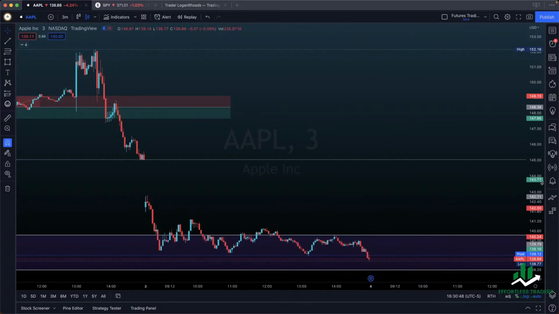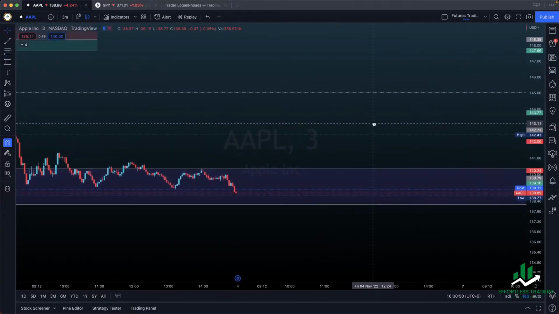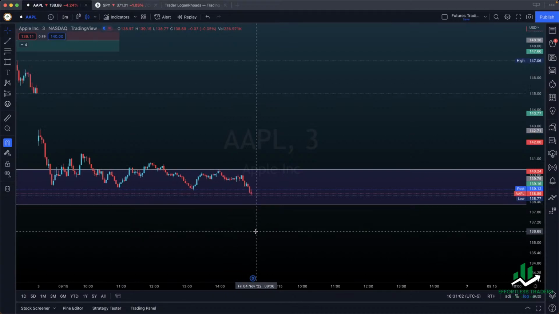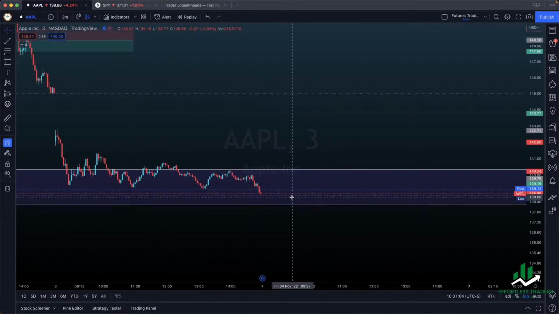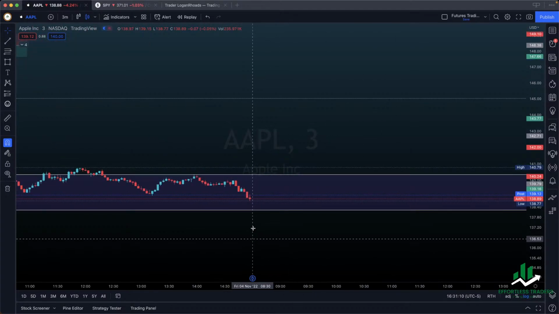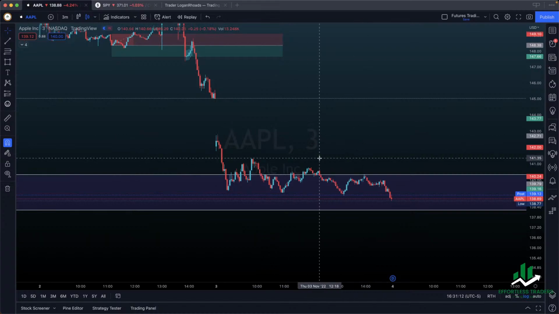So if you want to actually get the numbers really quickly, your zone would be from 140.34 to 138.23. And you'd be looking to play puts below 138.23. So if that happens, then there you go.